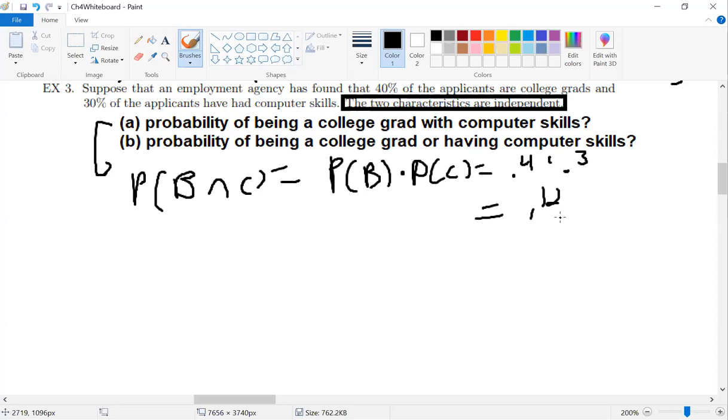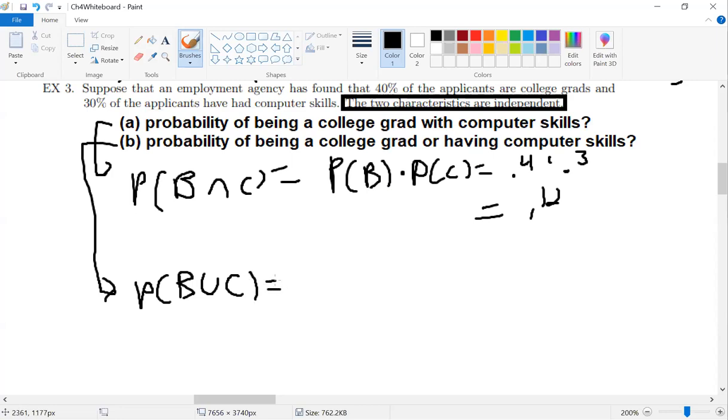Like I said, this chapter starts off easy and gets a bit more difficult as we go along. Now for part B, this is the same as saying the probability of having that bachelor's degree or having computer skills.